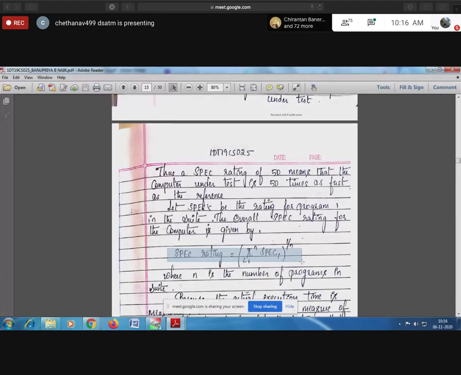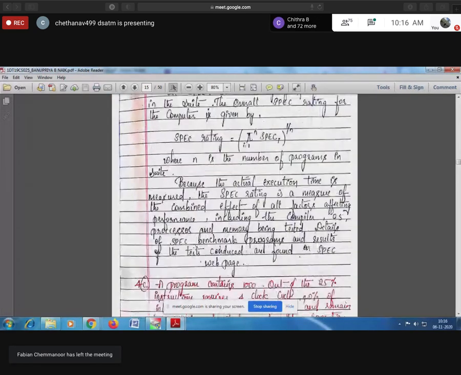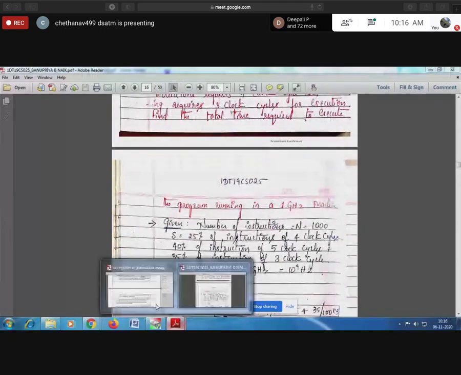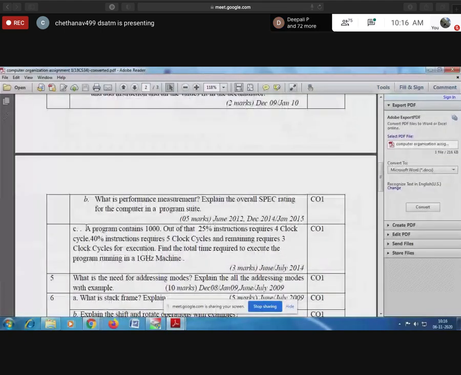So standard performance evaluation computers. Okay. So I think by that we can complete my SPEC rating concept. Then the fourth question is one example problem, right? So I think this is the problem we have provided.